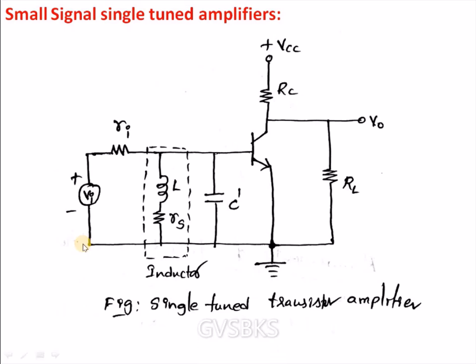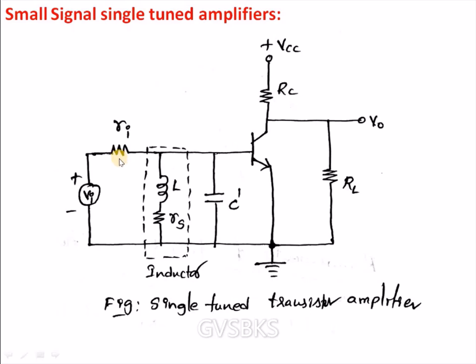Let us discuss the small signal single tuned amplifier circuit. A CE amplifier can be converted into a single tuned amplifier by inserting a parallel tuned circuit as shown in the figure. So this is the parallel tuned circuit that was inserted in the circuit in order to convert the CE amplifier into a small signal single tuned amplifier. Here C dash is the external capacitance used to tune the circuit.